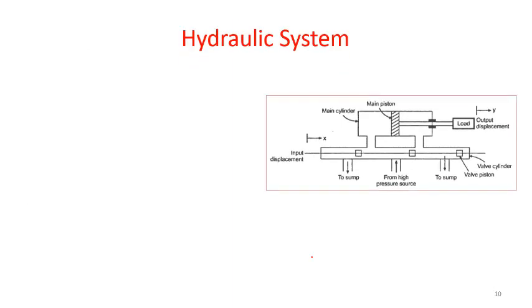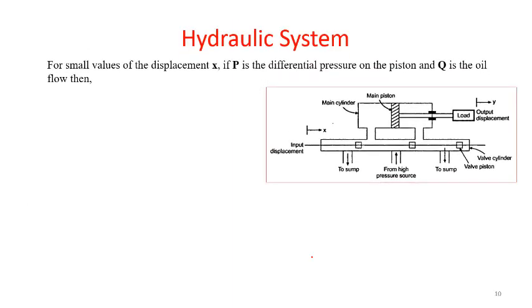Further, when we go for small values of displacement x, as I have told you, there is a small displacement x which is going to be the input. P is the differential pressure on the piston, and Q is the oil flow rate. There will be a differential pressure created on the piston across both sides, and Q will be the oil flow rate. It can be given as K2P equal to K1X minus Q.